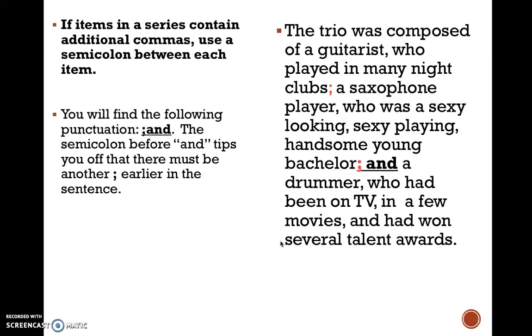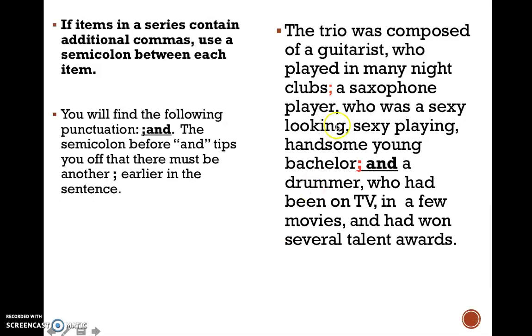All right. Here is probably the strangest way it can be used and really difficult for people to notice. If items in a series, so a list, contain additional commas, use a semicolon between each item. So instead of using a comma to separate those items, let's use a semicolon. The good news is that the ACT will give you a hint as to what the answer is because previously it will have used a semicolon in the exact same way in that exact same passage. So you're going to find the following punctuation: a semicolon and. The semicolon before and tips you off that there must be another semicolon earlier in the sentence.